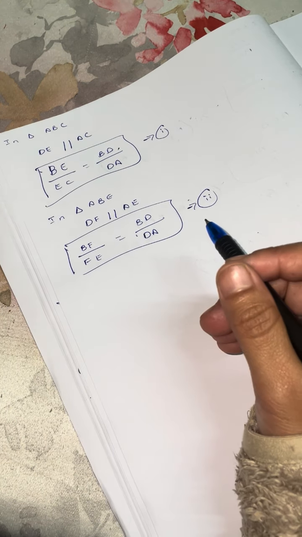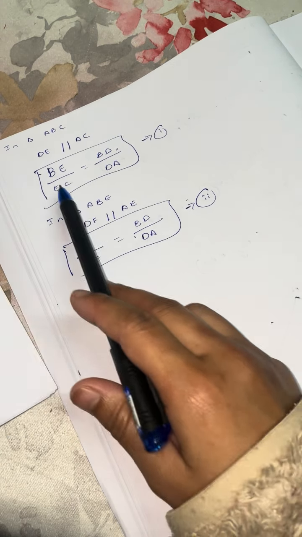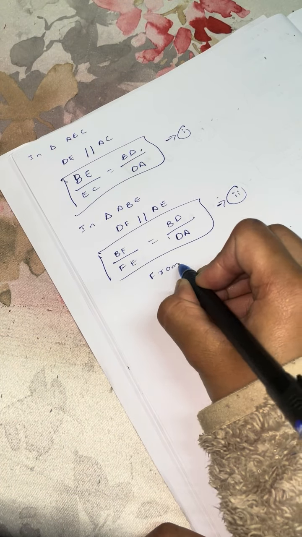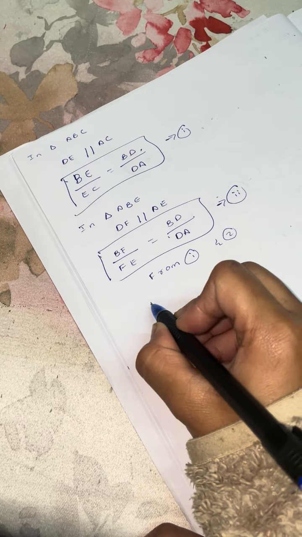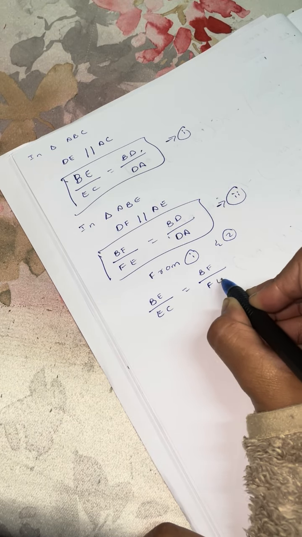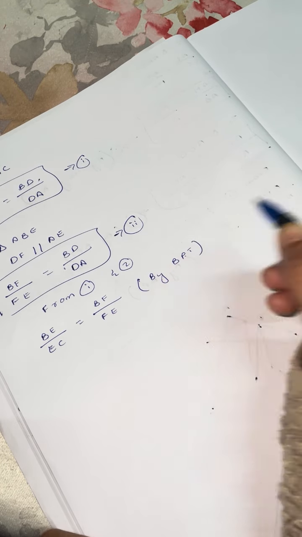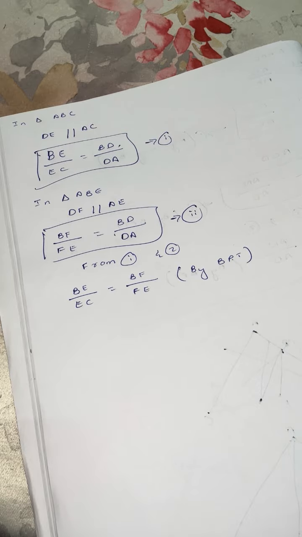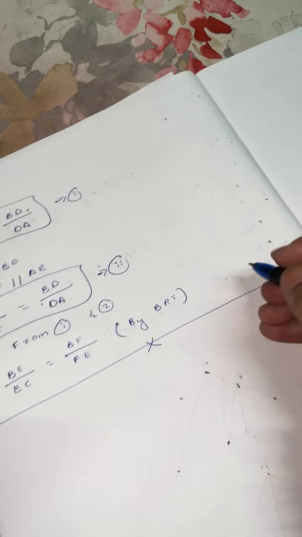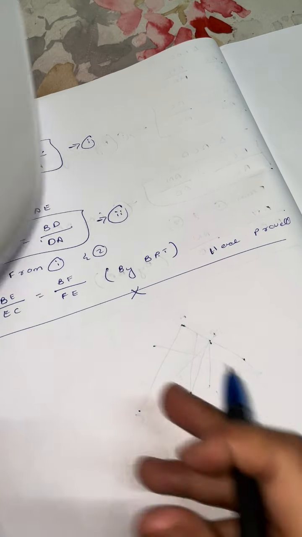Isn't that the one that I need? BF over FE, BE over EC. You have to know the reason. From where do we get this? From equations 1 and 2, BE over EC and BF over FE, by using the BPT. By BPT, hence they are proportional. Okay? I hope so, class. This is the proof. Hence proved.